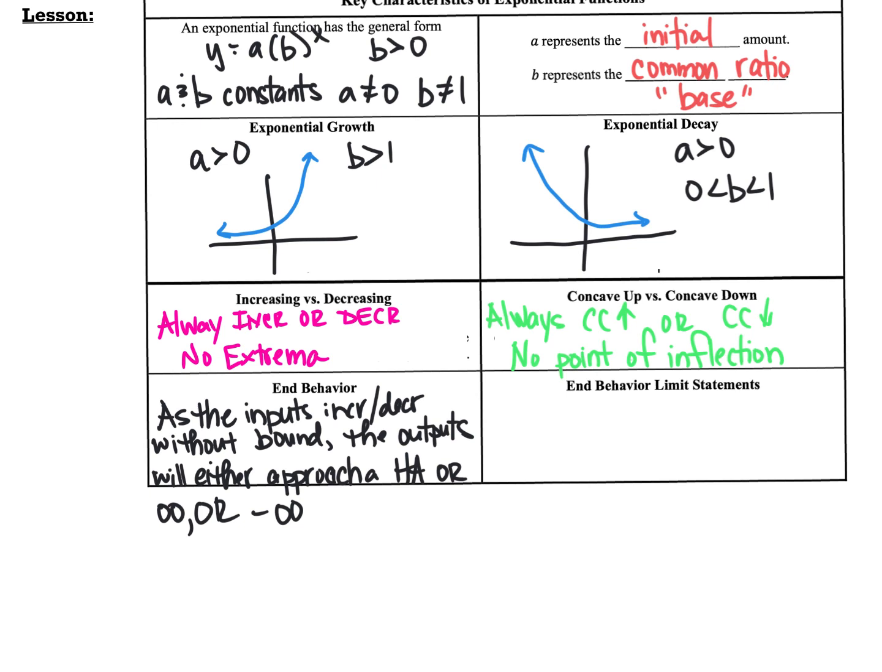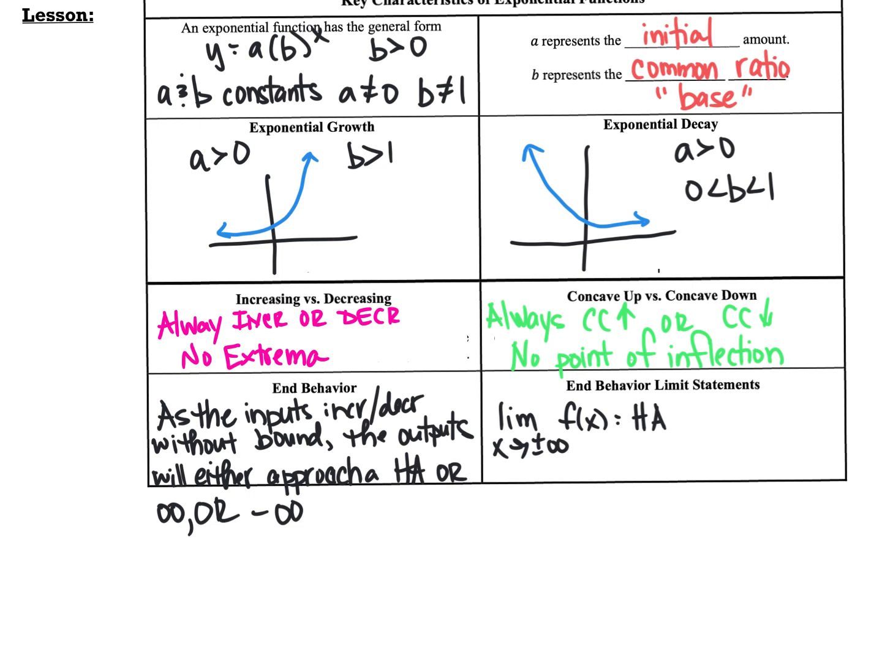So when we think about the limit statements, they could look something like this. The limit as x approaches positive or negative infinity of the function is either going to equal the horizontal asymptote. It might not always be zero.